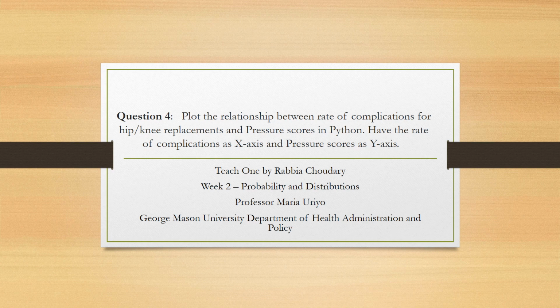This Teach 1 will go over question number 4 from the Week 2 Probability and Distributions assignment. The question asks us to plot the relationship between the rate of complications for hip and knee replacements and pressure scores in Python. We will plot the rate of complications as the x-axis and pressure scores as the y-axis.